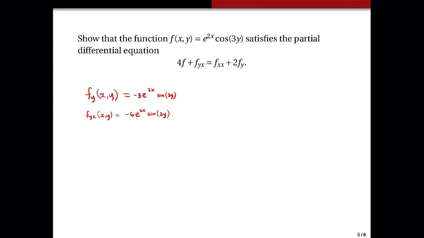Now, we need f sub xx. So we start with f sub x of x, y. The derivative with respect to x is just 2 e to the 2x cosine 3y. And then with respect to x again, we have f sub xx of x, y. This will just be 4 e to the 2x cosine 3y.